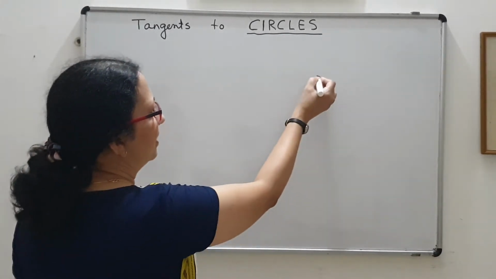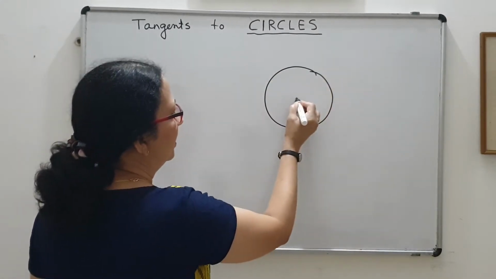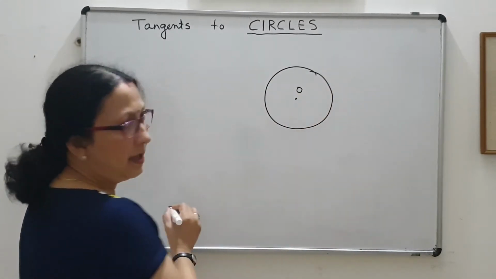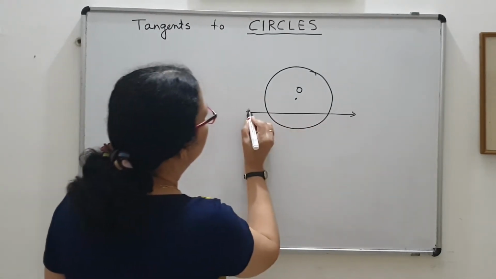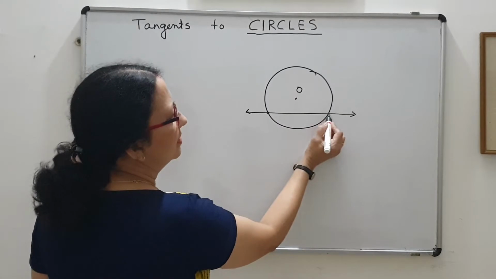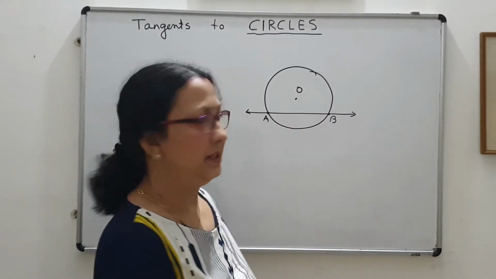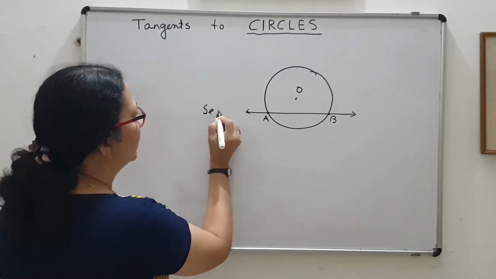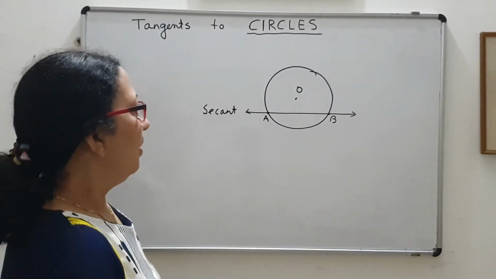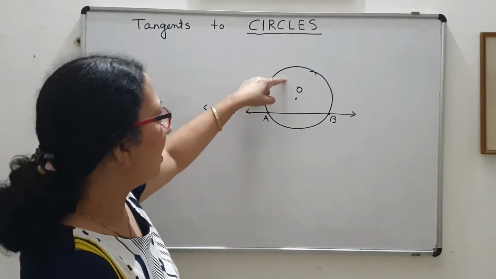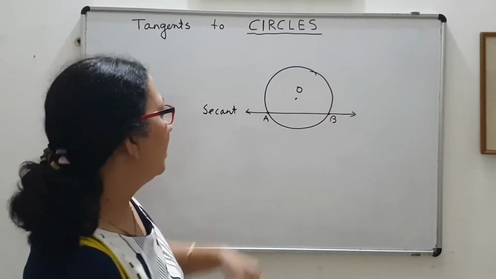So you see, we have a circle with center O, and suppose you have a line which intersects the circle at 2 points, say A and B, forming a chord AB. Then this line is known as a secant. So a secant divides the circle into two regions. One is a minor segment, this is a major segment.